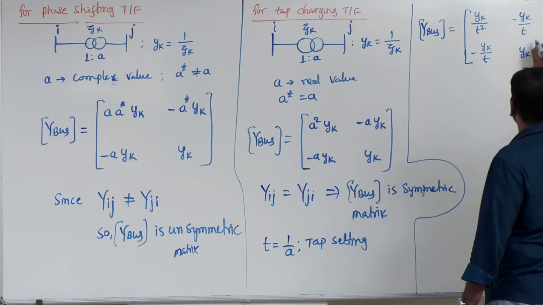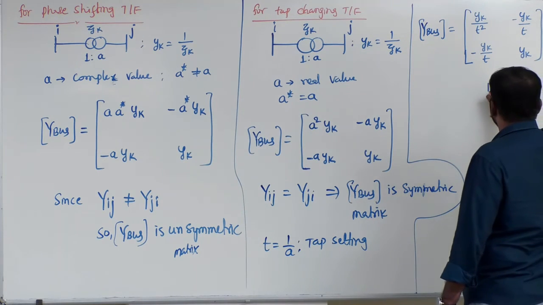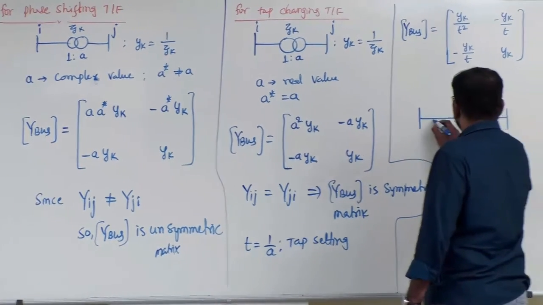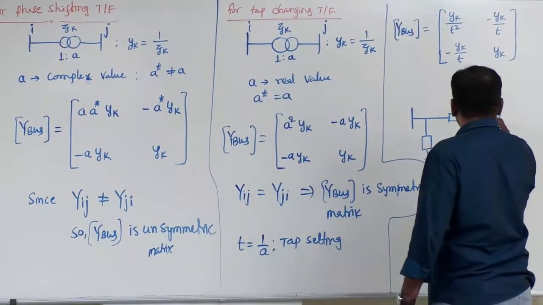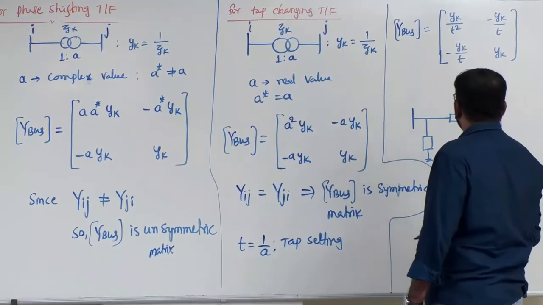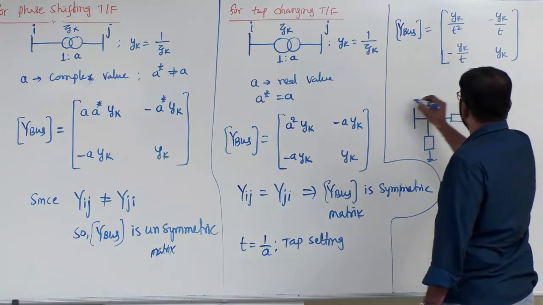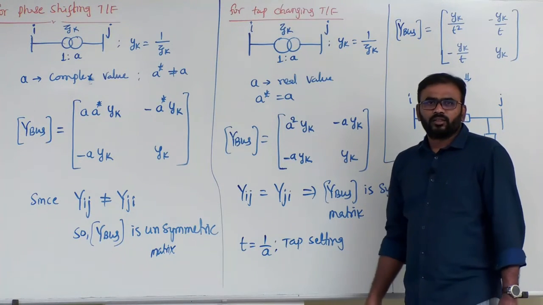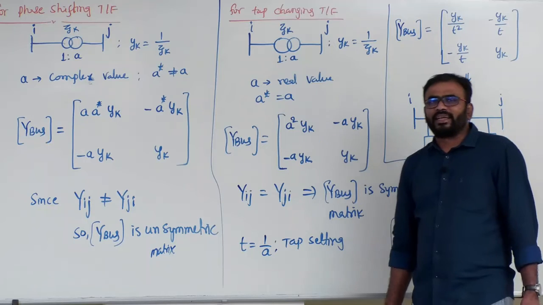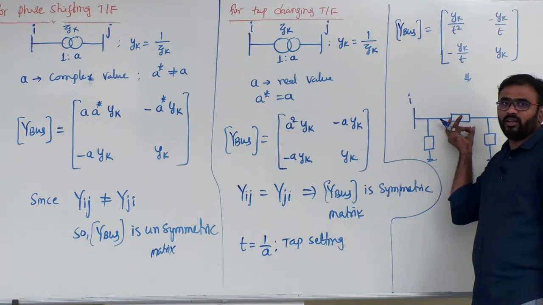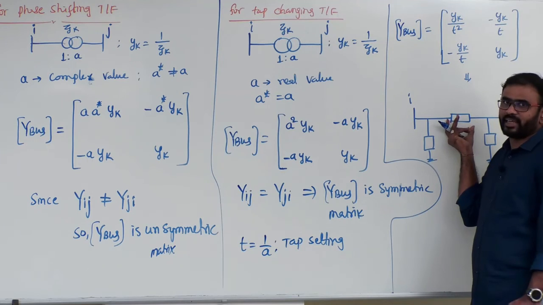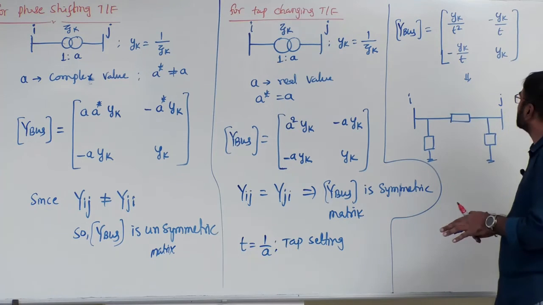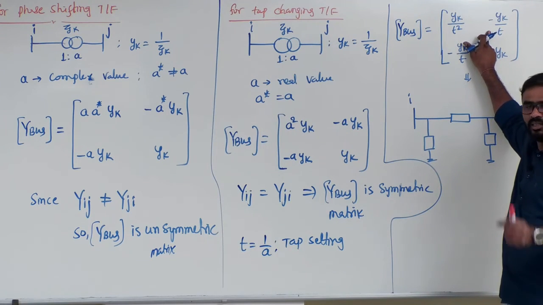Now I need to write in this form, between the ith bus and jth bus, the nominal pi model. For that we need to take the Y bus. How do we calculate the series admittance of any line connected between the ith bus and jth bus? To calculate the series admittance, you need to see the off diagonal elements. Minus of the off diagonal element is nothing but the series admittance.